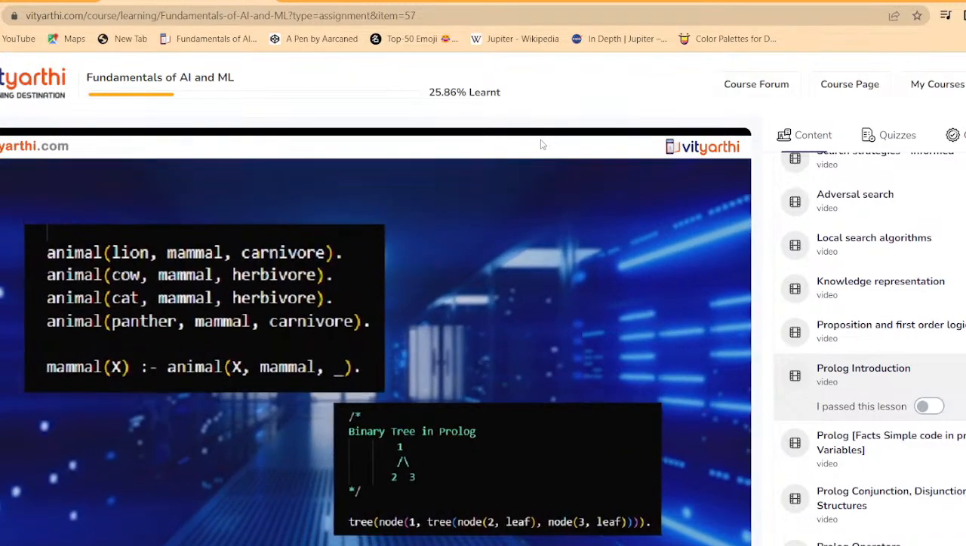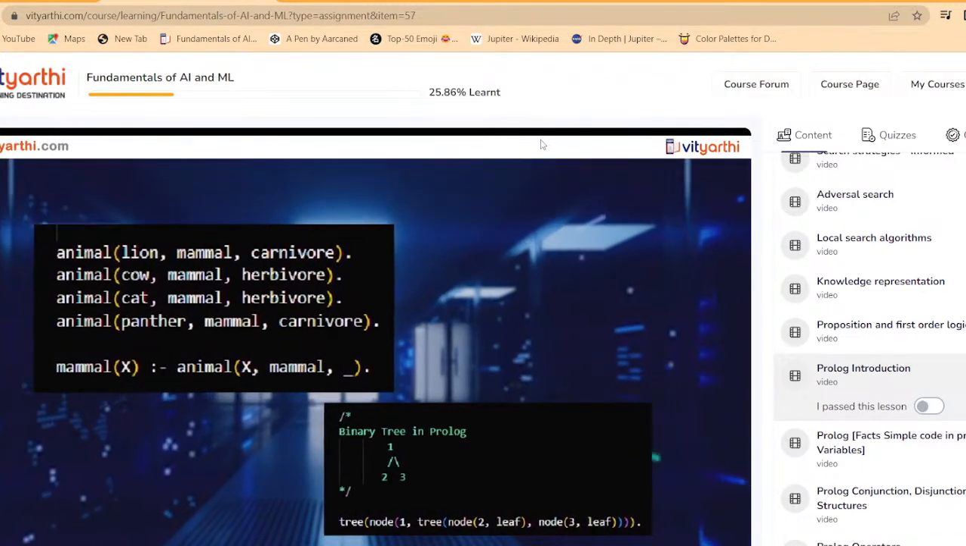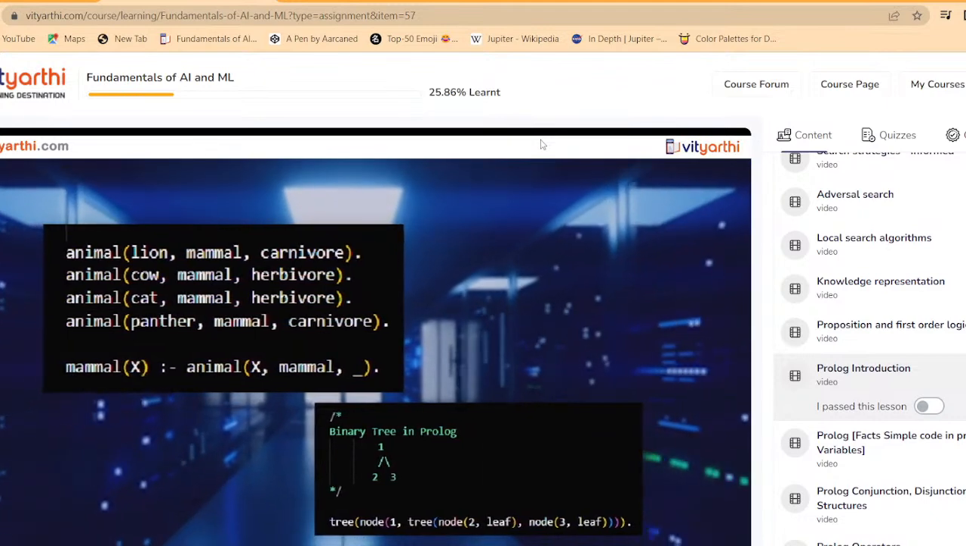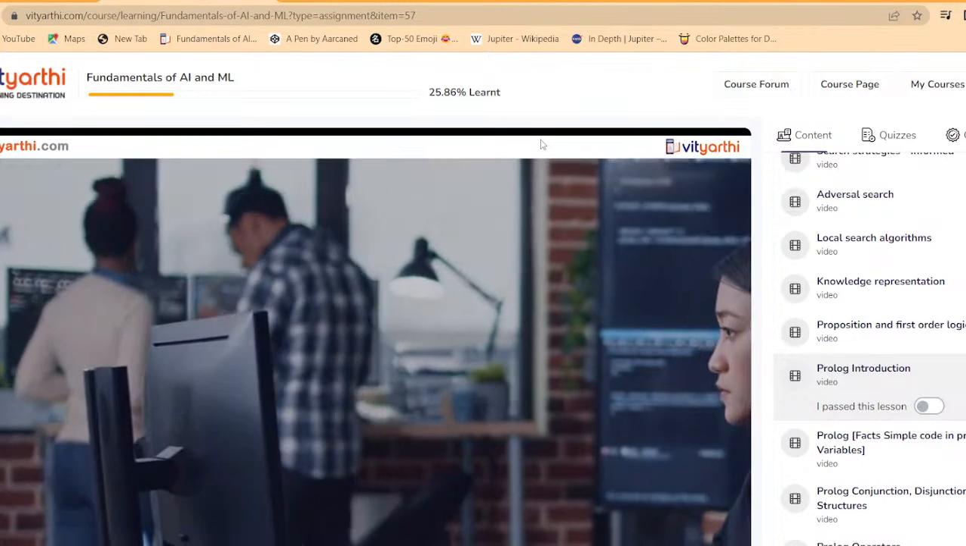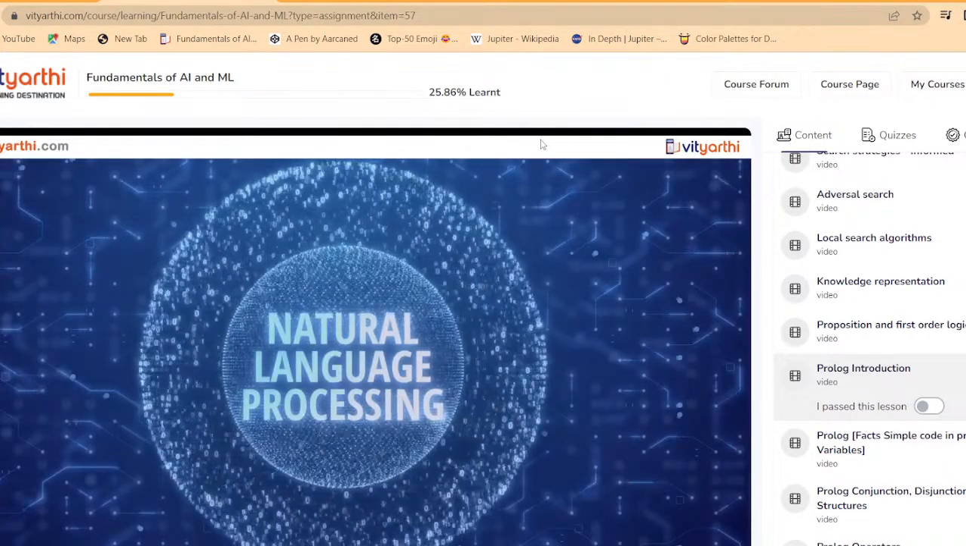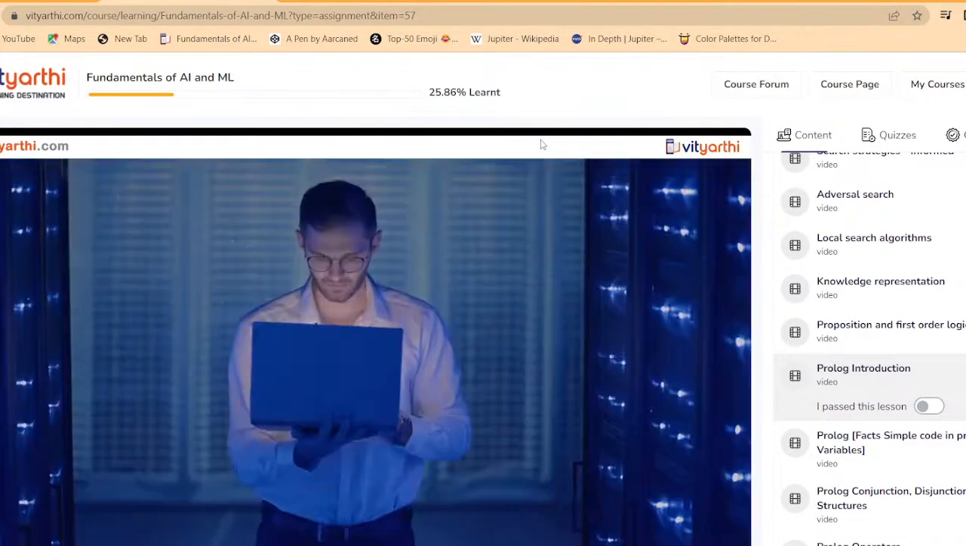Prolog is a powerful tool for tasks that involve logical inference and reasoning, and it has found widespread use in applications such as expert systems, natural language processing, artificial intelligence, and database programming.